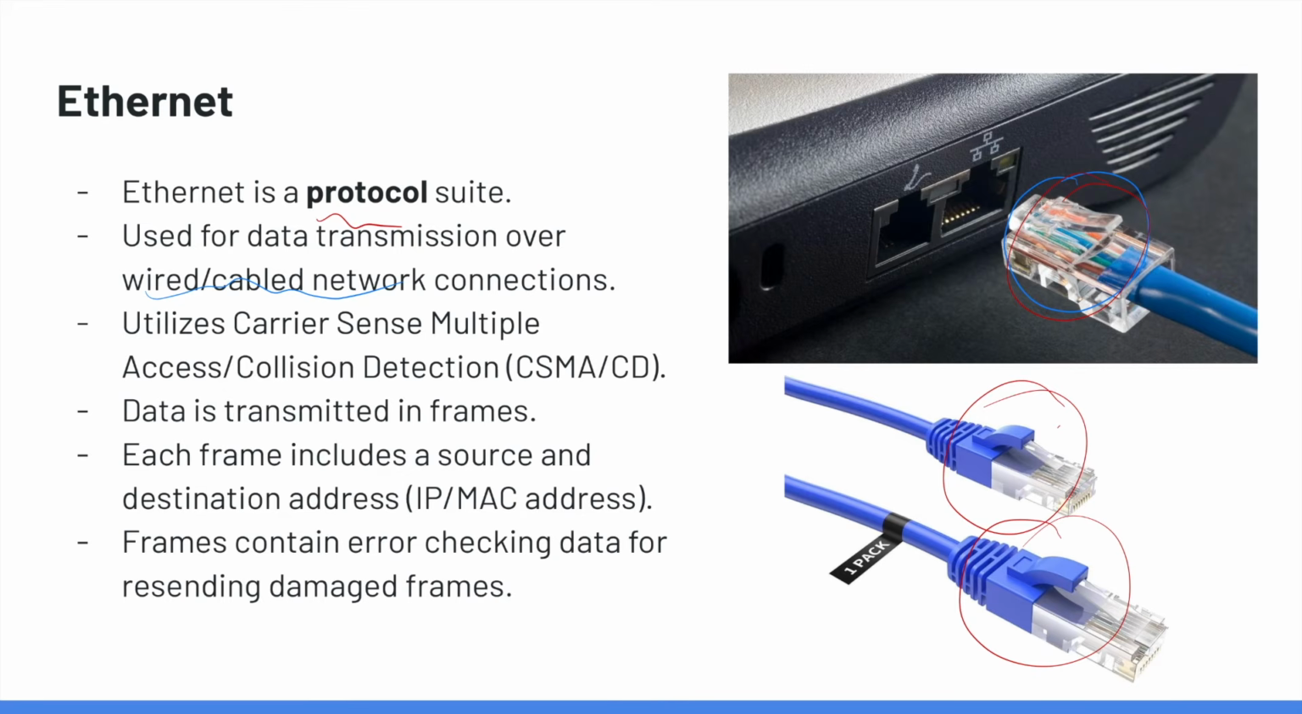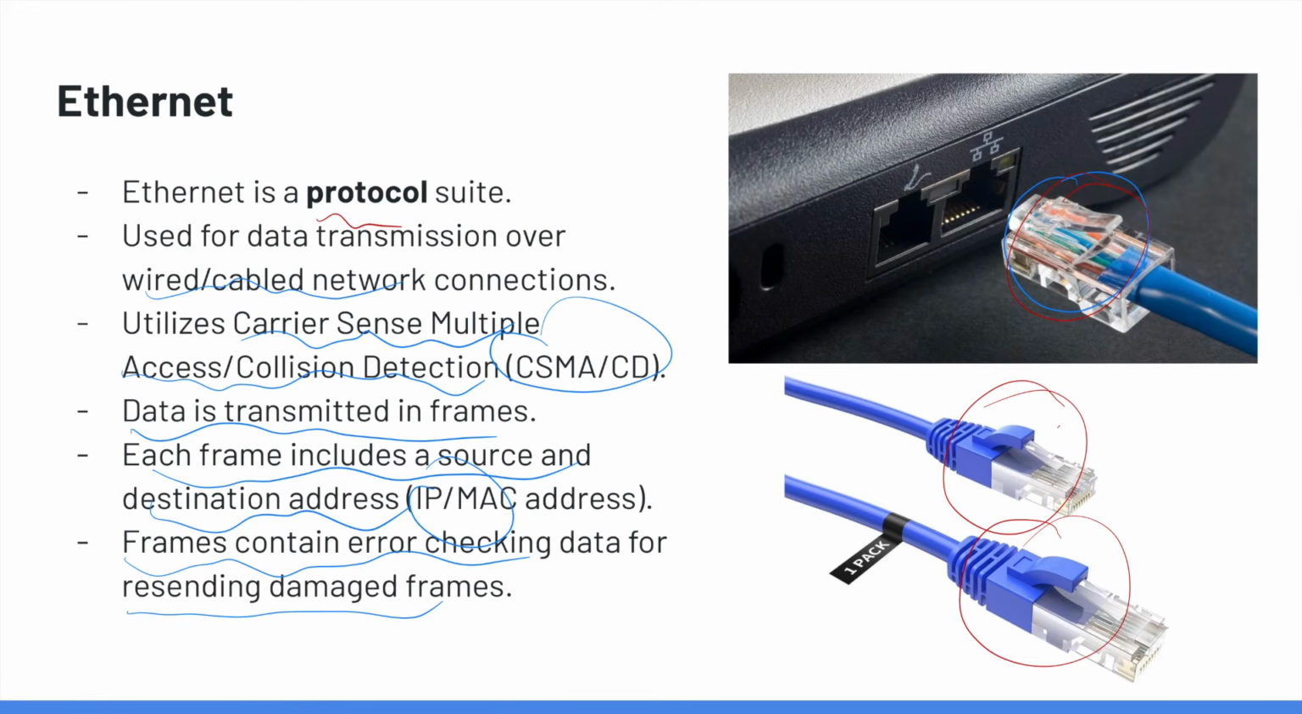It utilizes something called carrier sense multiple access / collision detection, which is basically a method to allow us to efficiently transmit data across cables. Data is transmitted in frames, and the idea of frames is similar to frames in a video, where a video is made up of multiple frames, and sequentially they make up the data we want to communicate. Each frame includes a source and destination address, which could be an IP or MAC address, and each frame also contains some error checking method for resending frames that may have been damaged.